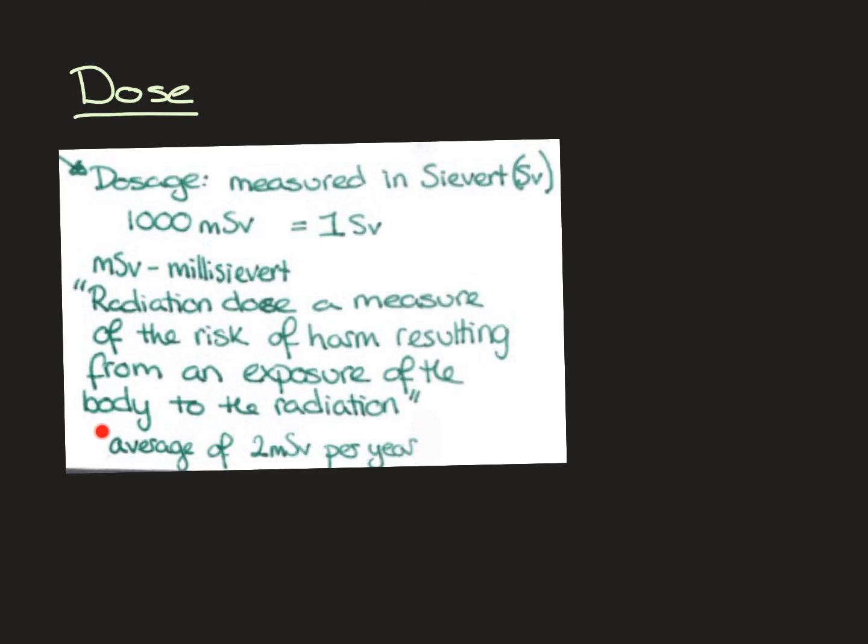Now, to put this into perspective, your average dose of radiation that you will receive a year is 2 millisieverts. So we're talking about very, very tiny amounts. Some years you might be exposed to slightly more, other years slightly less. This is an average. And we're talking about risks. We're talking about not that something will definitely happen, but just mitigating and reducing the likelihood that it will. So that's radiation dose.